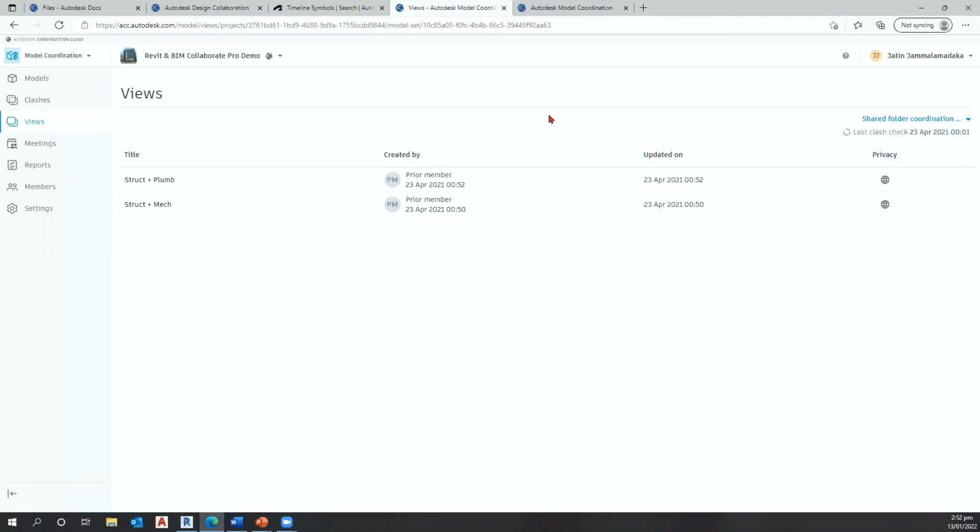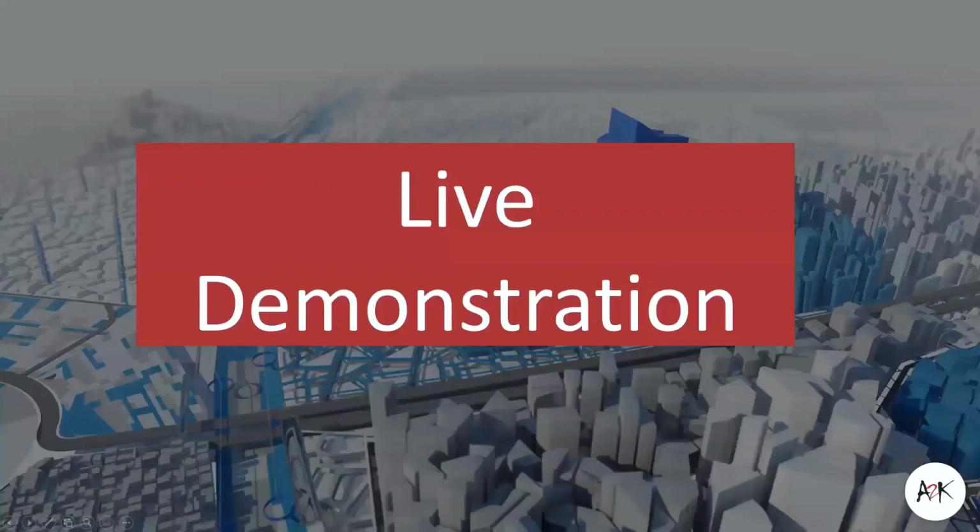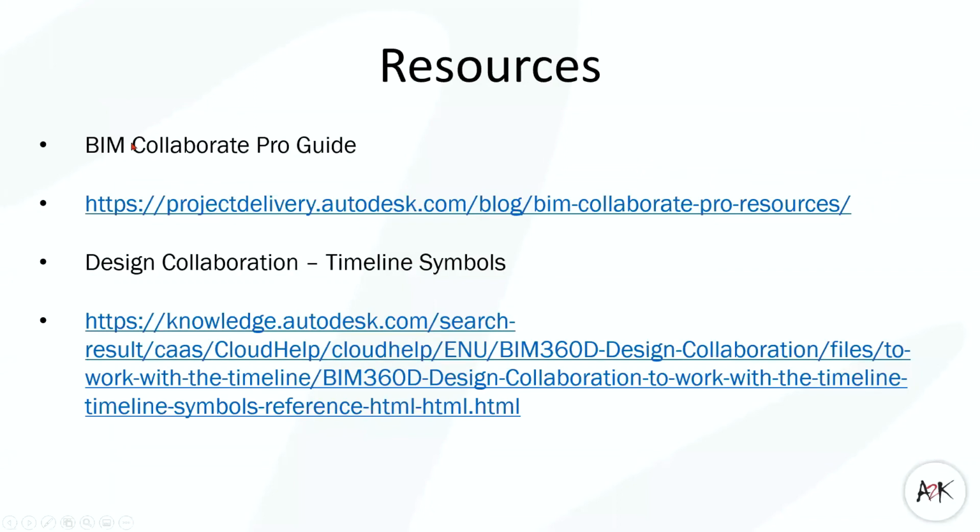Okay, perfect. So that's gone over most of what I wanted to cover, and we are running out of time. So I'm just going to jump back into my PowerPoint and move to the resources page. I've got a BIM Collaborate Pro guide link here if everyone wants to take a screenshot and access this, and the design collaboration timeline symbols that you can get from Autodesk to help you out.